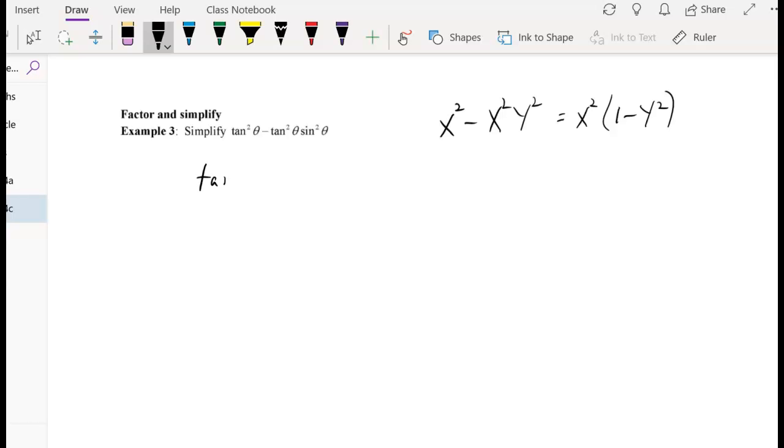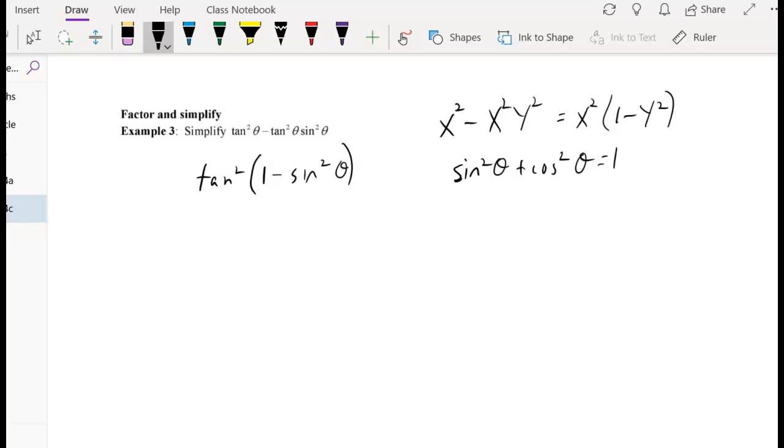Pull that out in front, and on the inside we have 1 minus the sine squared of theta. Now 1 minus the sine squared of theta is going to simplify based on the main Pythagorean identity, which is the sine squared of theta plus the cosine squared of theta equals 1.